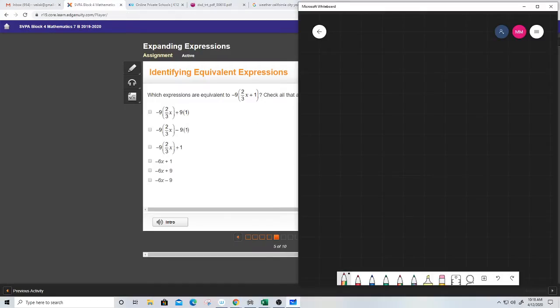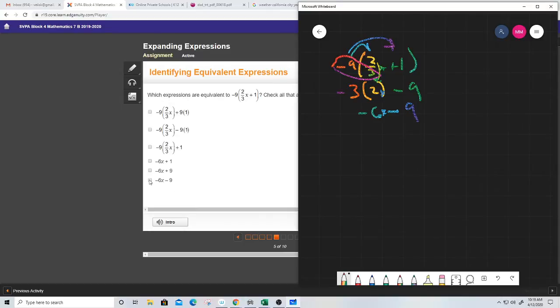We got negative 9 times the quantity 2 over 3x plus 1. Distribute. Negative 9, and then, what do you see right here? Negative 9 divided by 3 is negative 3 times 2. Notice how I just keep the 2 and put it there. Negative 9 times the positive 1 is minus 9. Negative 3 times 2 is negative 6. Minus x, I forgot the x, minus 9. So I see that right here.